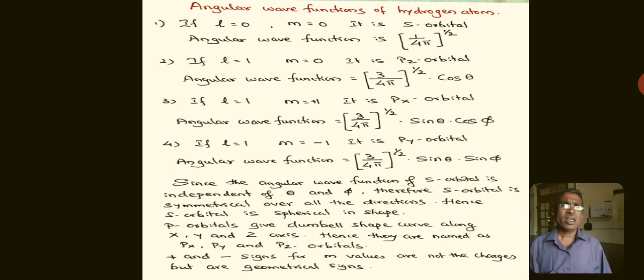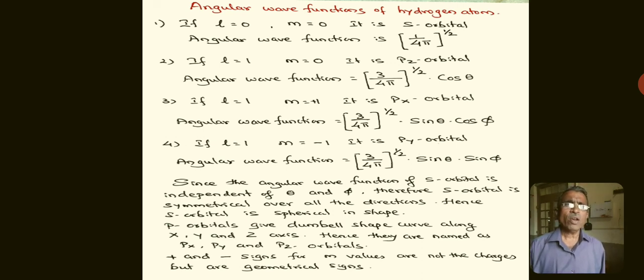Earlier, we have studied px, py, pz, where the magnetic quantum number values are minus 1, 0 and plus 1. According to the latest notations, if m is equal to 0, it is for the pz orbital, m is equal to plus 1 for the px orbital, and m is equal to minus 1 for the py orbital. This is in accordance with the latest notations.